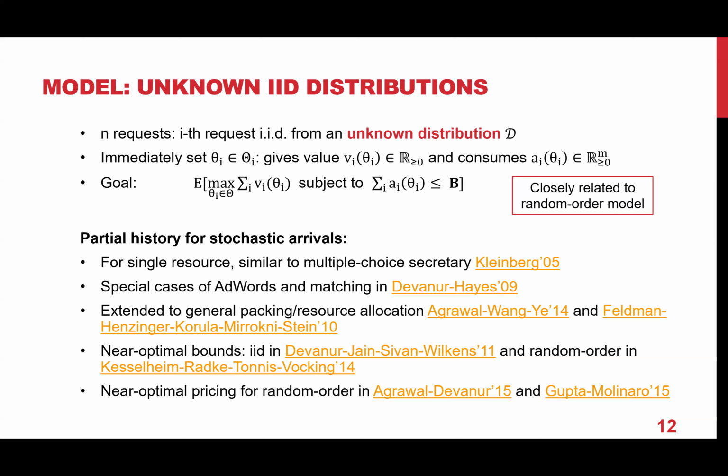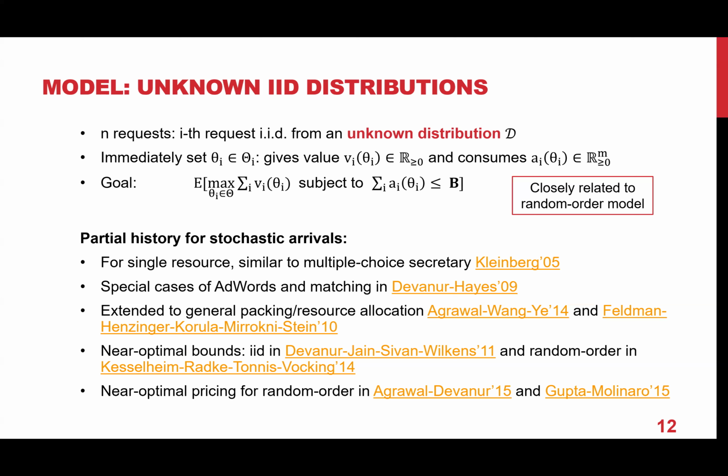But basically it's the same thing for a single resource. In the high dimensional setting, it was first studied by Devanur and Hayes. They did not study the full general online resource allocation problem, but a special case for some AdWords and matching settings. Then people like Agarwal, Wang, and Ye studied it; I think this is the journal paper, and the conference version appeared around 2010 or so. Many papers tried to achieve better and better bounds. Although the problem was already studied in these early papers, it's only around 2015, 16 that people achieved the optimal trade-offs and bounds for this unknown IID setting.